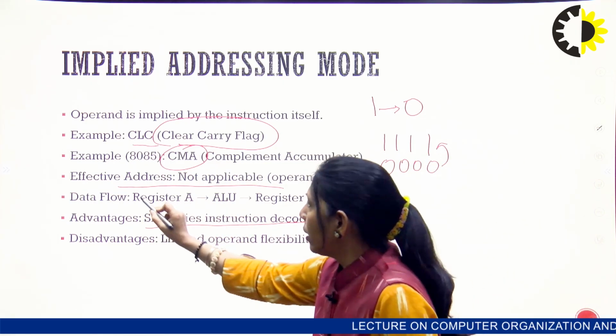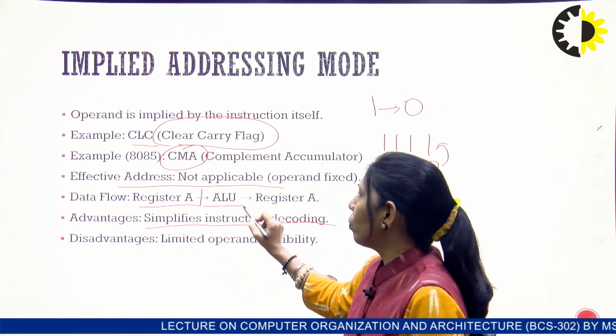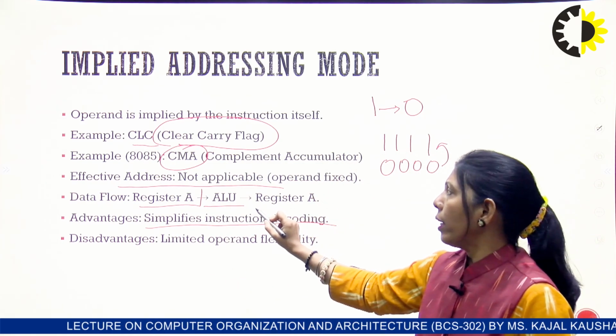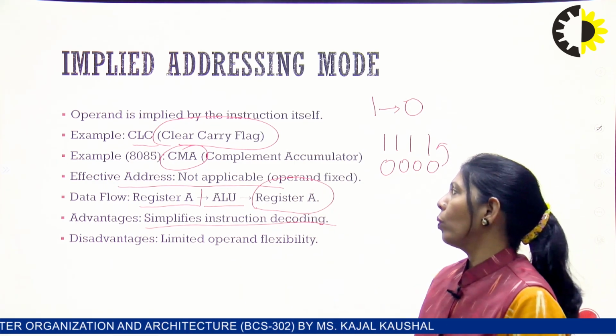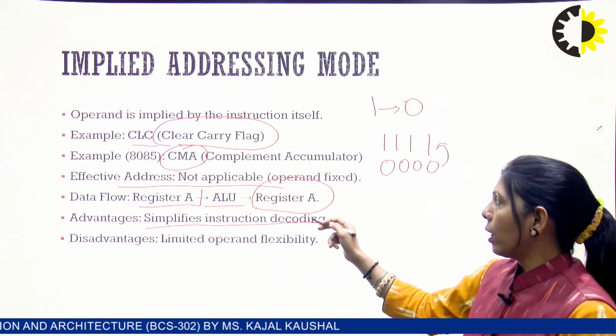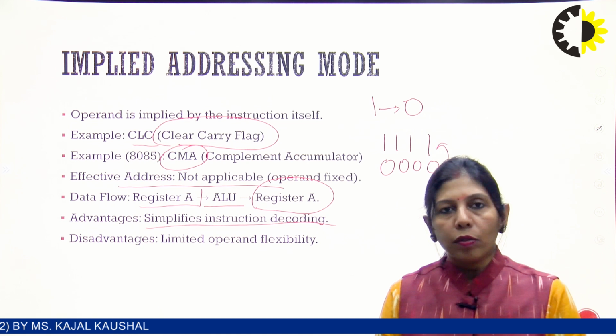The data flow is just like this. The register value is given to the ALU, and the ALU does whatever was intended, and the result is stored in register A. That means register A is taken into consideration.